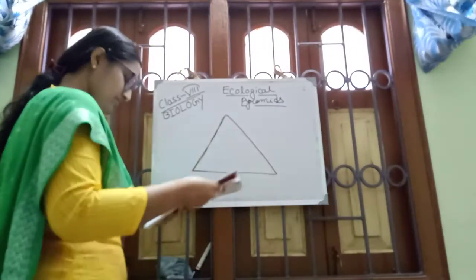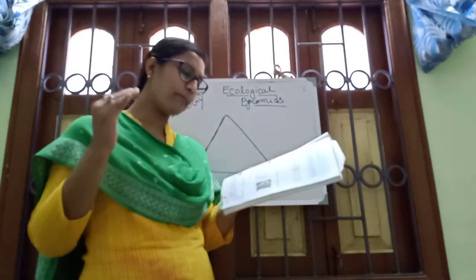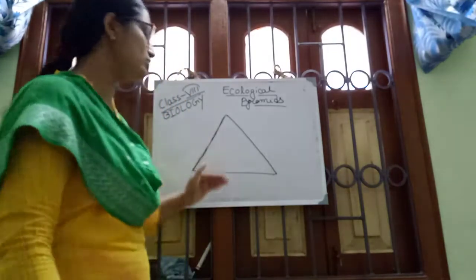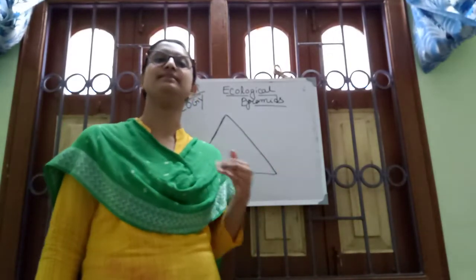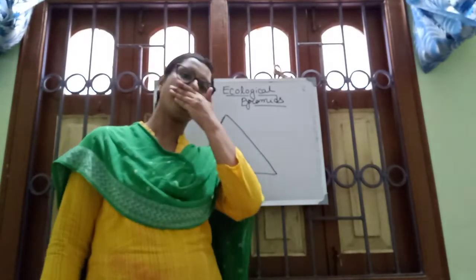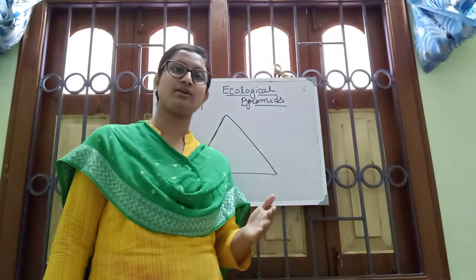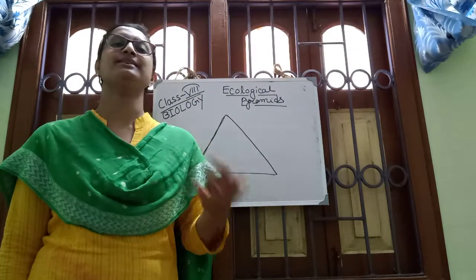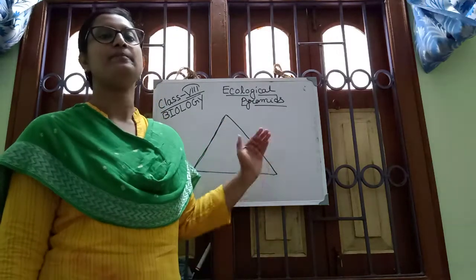First one, the pyramid of number depicts the number of individuals and shows the relationship between the number of producers and number of consumers at each trophic level in the ecosystem. It means the number of organisms present: producer, primary consumer, secondary consumer, tertiary consumer, and the relationship between all of these in the ecosystem. This is the graphical representation of the pyramid of number.